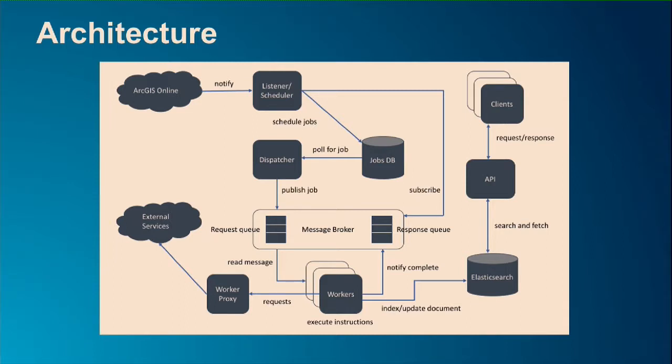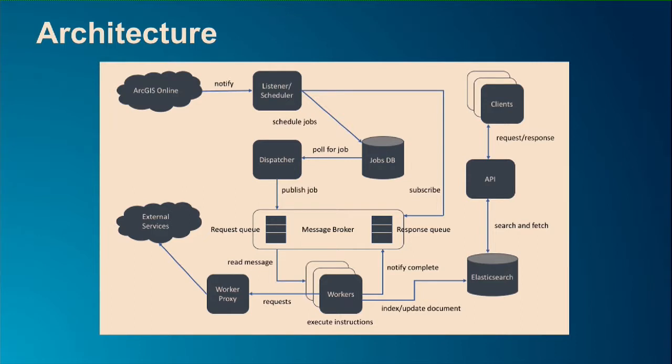The listener, also known as the scheduler, then tries to schedule a job. A job is a basic unit of work that needs to be done on the item and stored in our own Elasticsearch index. So this job is basically a JSON structure that we store in a jobs database. Now this jobs database is a relational database because of its resiliency.